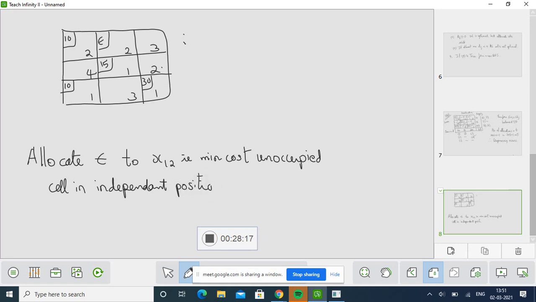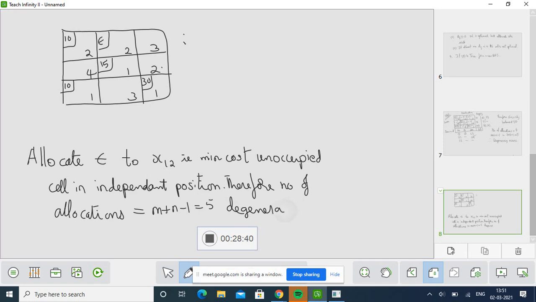Therefore, number of allocations is equal to m plus n minus 1 equal to 5. So, degeneracy resolved. This is what we have to do first. So, we have resolved the degeneracy. Hence, the degeneracy is resolved. Now, what I have to do in this case? I have to calculate my Cij and at the same time, I have to calculate my Dij. That is the next step.